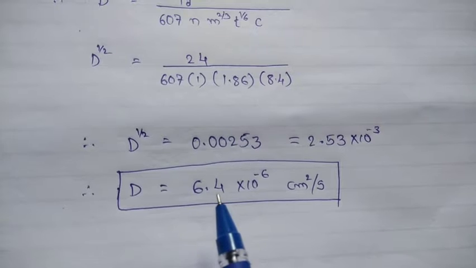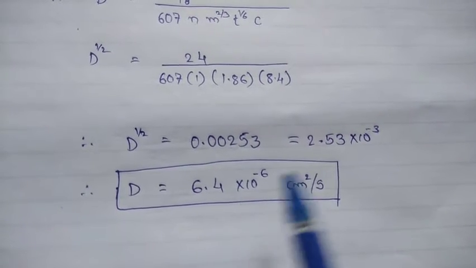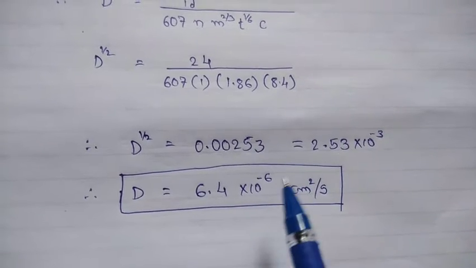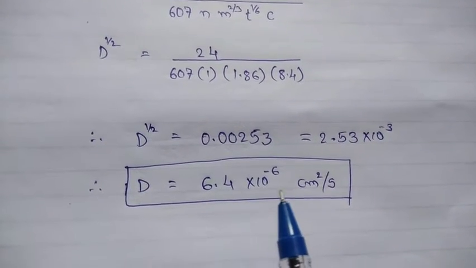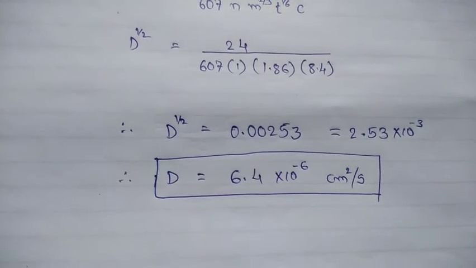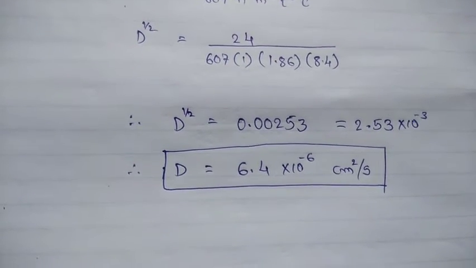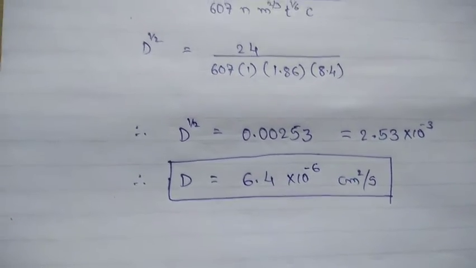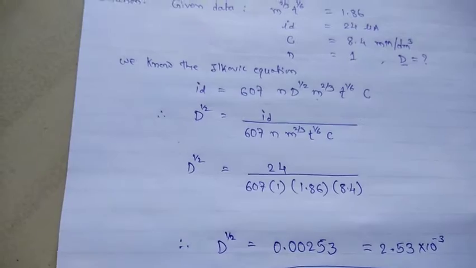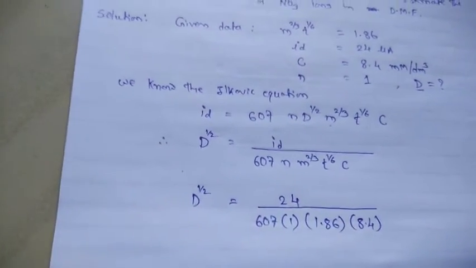Now here this 6.4 is nothing but the square of 2.53. So this is all about the value of the diffusion coefficient, which is given here, 6.4 into 10 to the power minus 6 centimeter square per second. So in this way we can calculate the diffusion coefficient of nitrate ions in DMF.